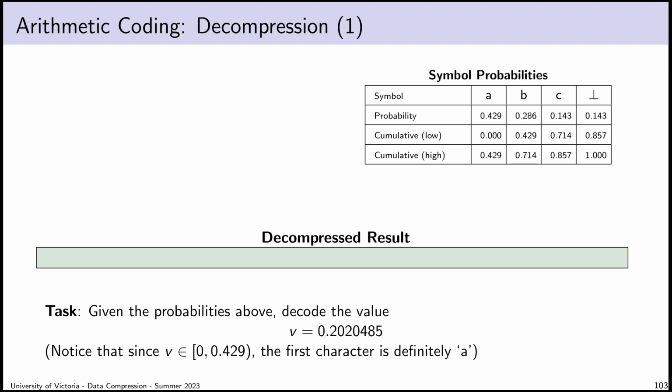Given the probabilities above, the decompressor is now being assumed to already have this table somehow. So I've already sent the probability table. Given the probabilities above, decode the representative v equals this fractional expansion. I've given the representative in base 10, but of course I could also do that in base 2. So I give you the bits or the digits of my representative. I want you to recreate the original sequence of data.